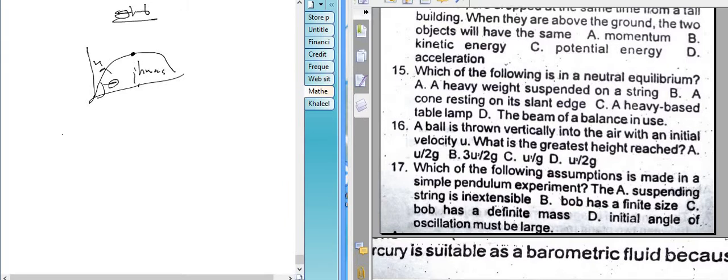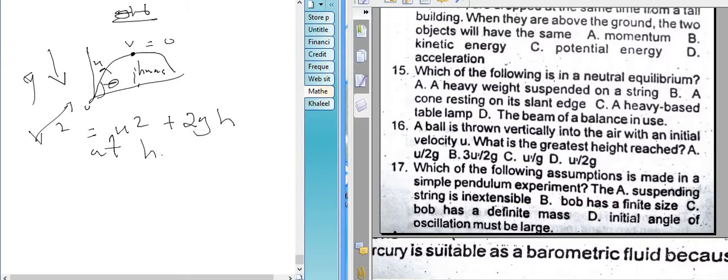Now we apply the equation of motion, that is v square is equal to u square plus 2gh. In this case, the final velocity at this point is equal to zero, because it tends to come down. Acceleration due to gravity is always acting down. So at maximum height, g is minus g and v is zero.